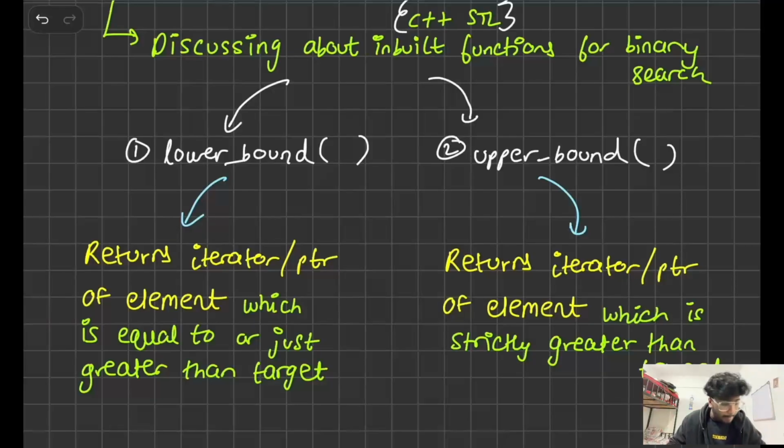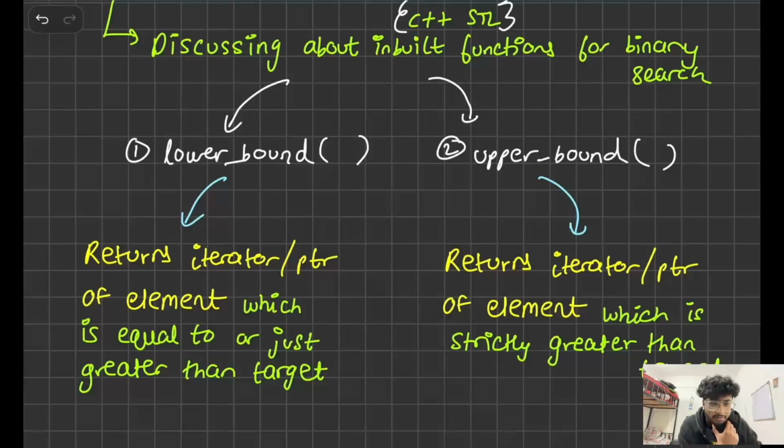And upper bound returns an iterator, or pointer in case of arrays, to an element which is strictly greater than the target. Whether the target exists or does not exist, this function would return an iterator which is strictly greater than the target. We will clear this up through examples, so not to worry about it.